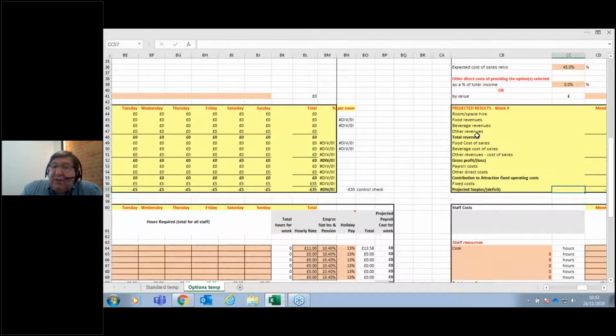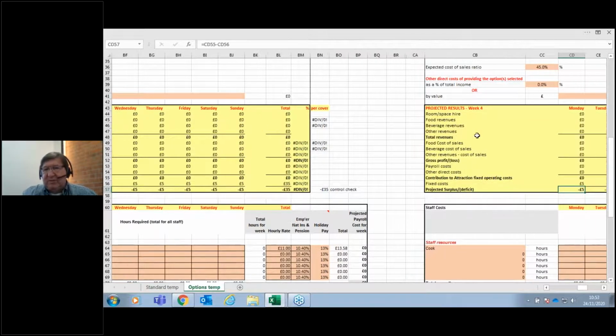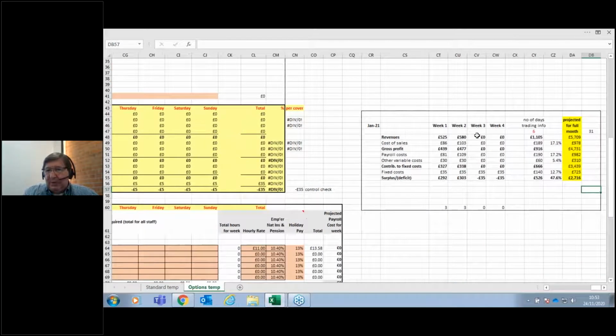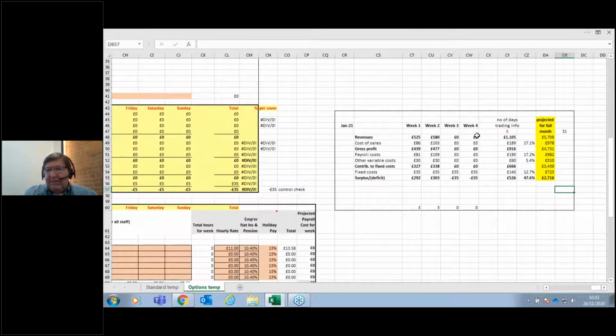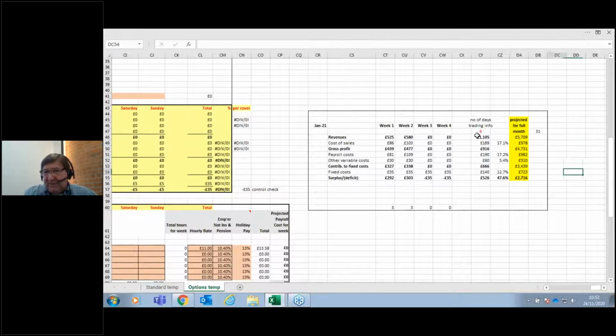And it could be something else. You've decided maybe you're going to offer packed lunches. You can test that using this particular tab. And again, it will give us a summary for the whole month, an estimate for the full month. And since it's a new service, we won't have any corresponding results from last year.